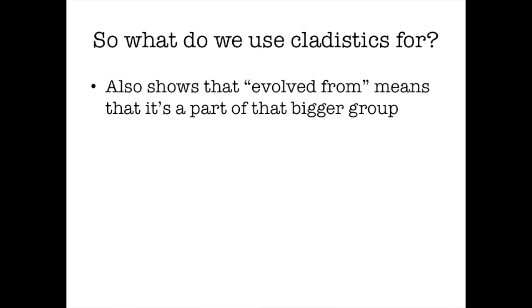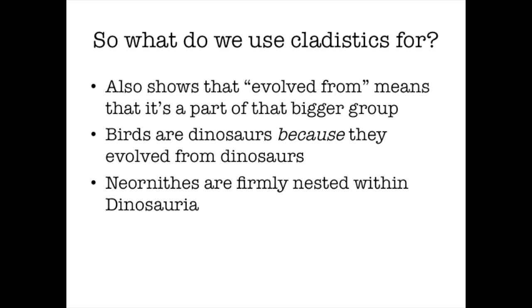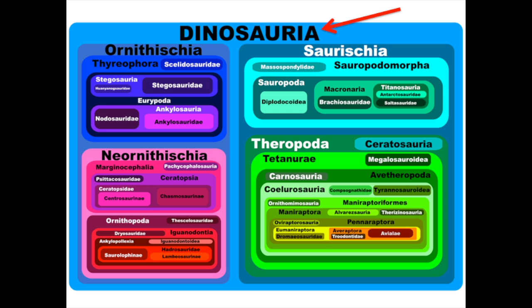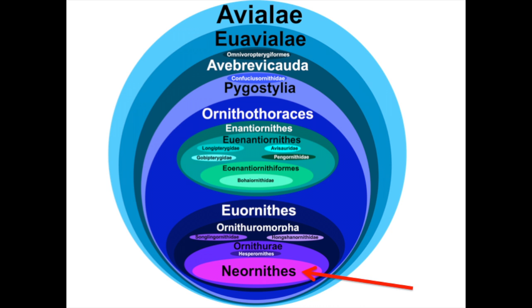Cladistics also shows that evolved from means that it's part of that bigger group. Birds are dinosaurs because they evolved from dinosaurs. Neornithiaceae is a group that is firmly nested within Dinosauria. This is better shown with my personal favorite, the cladocircle, than a cladogram. So as you can see here, this is Dinosauria. If we zoom in on Avialae and look at Avialae in particular, you can see Neornithes is within Avialae, meaning that Neornithes, modern birds, is firmly nested within Avialae, which is firmly nested within Dinosauria.